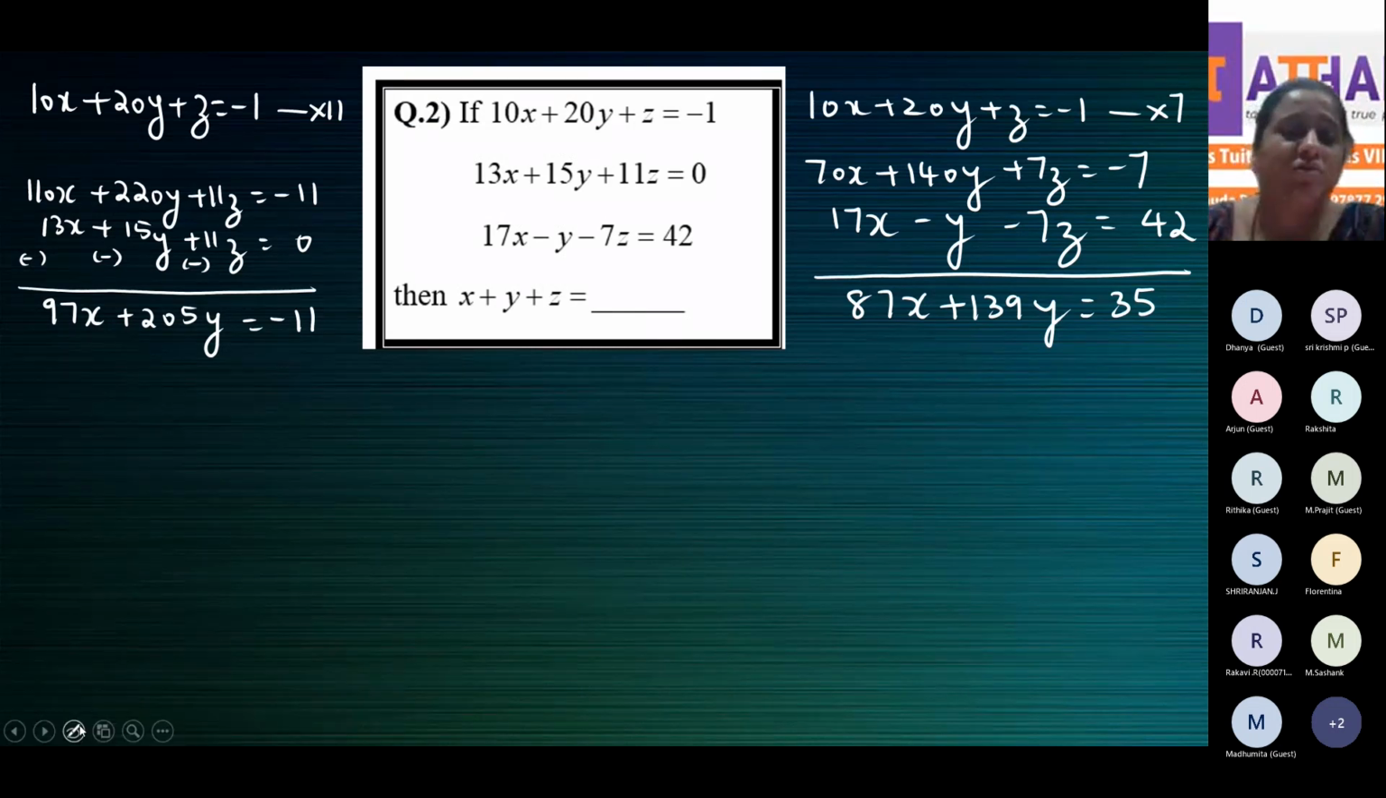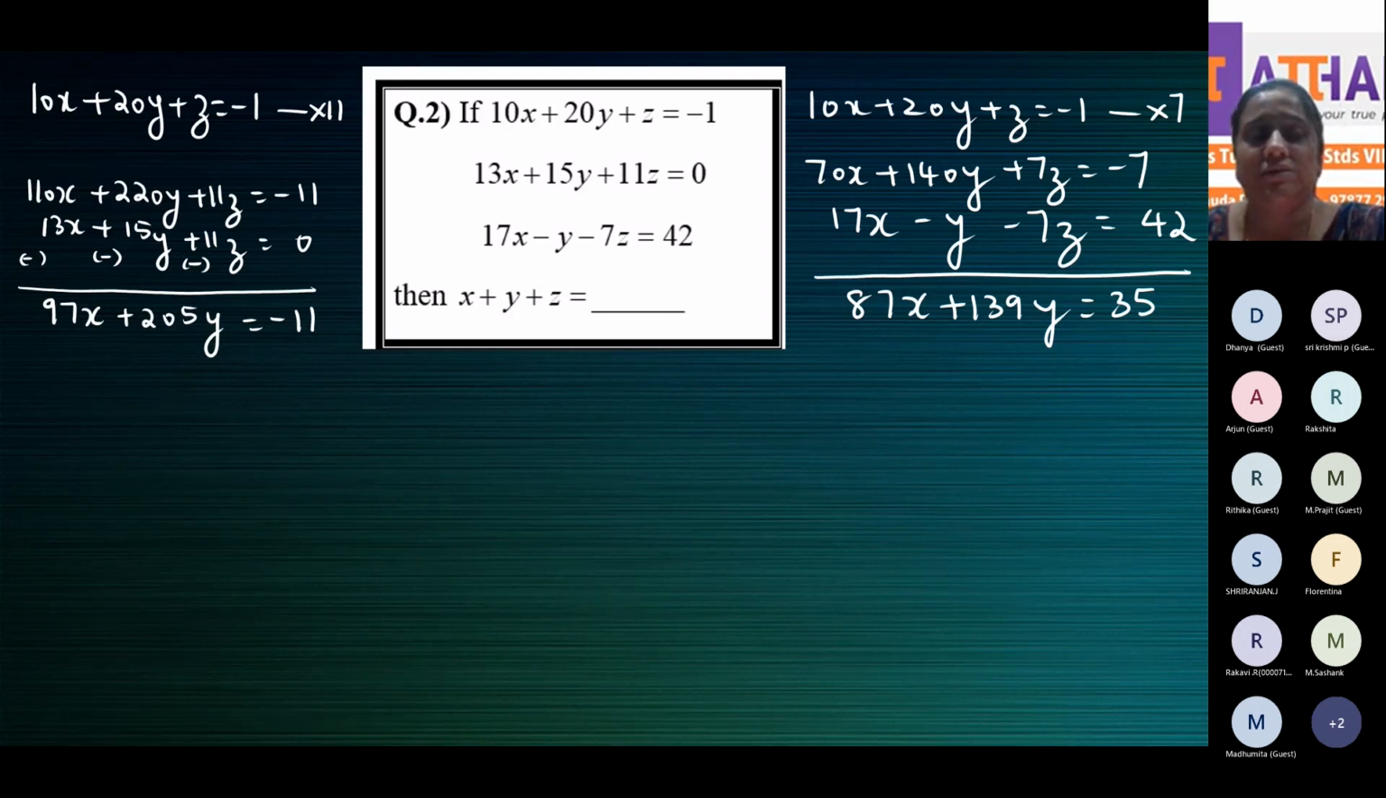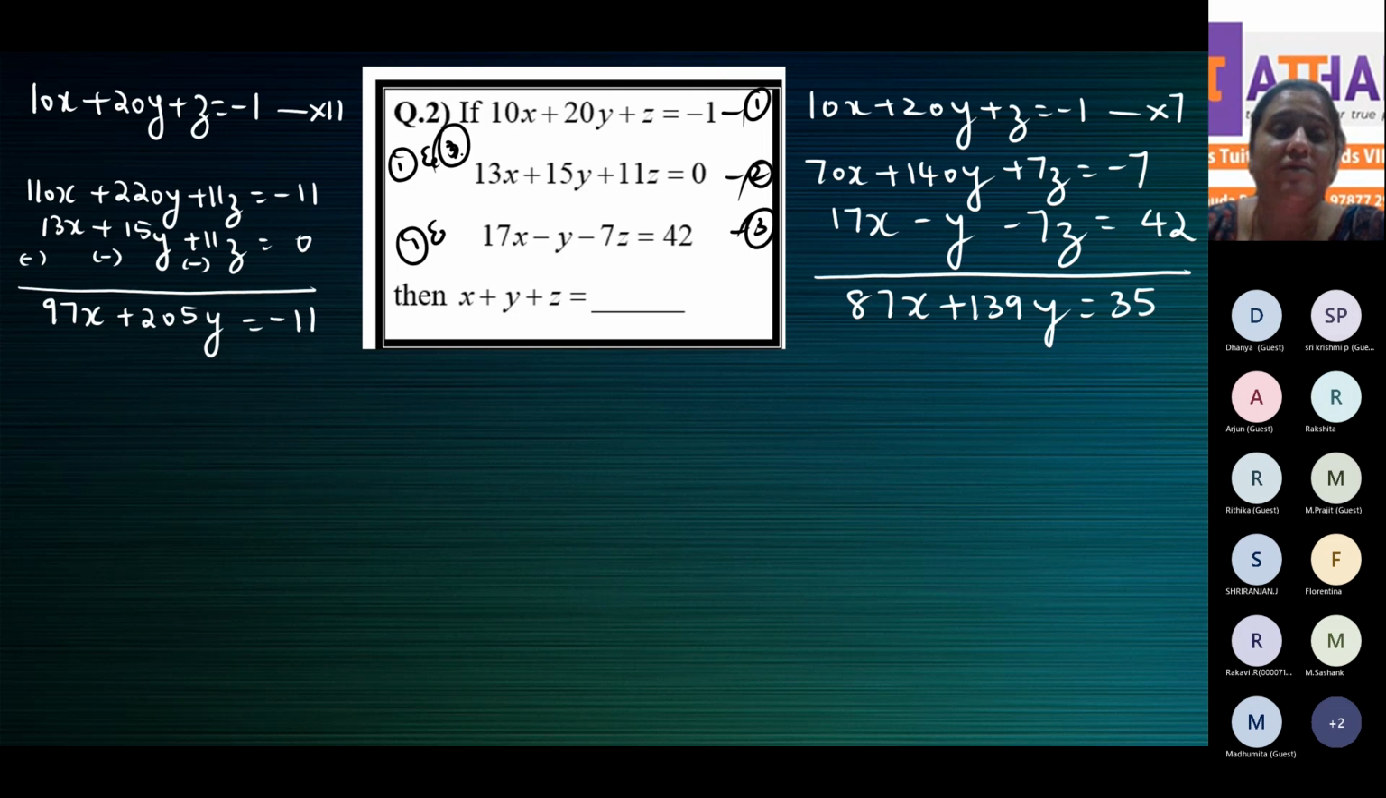So here, this is a different method. Equation 1, equation 2, equation 3. I've taken equation 1 and 3, eliminated z. Then I've taken 1 and 2, and 1 and 3.